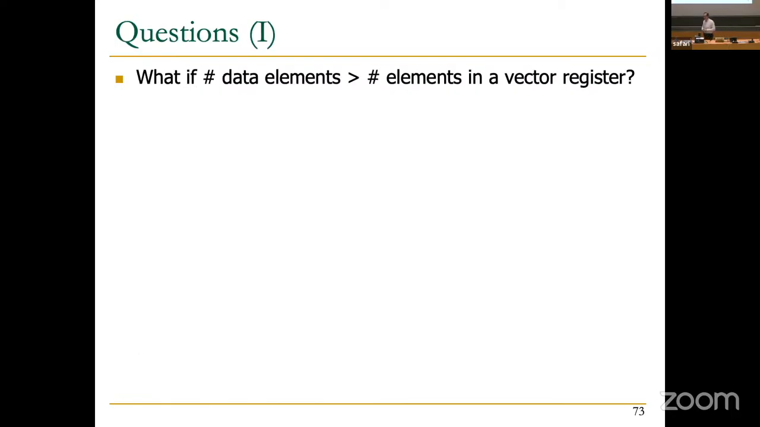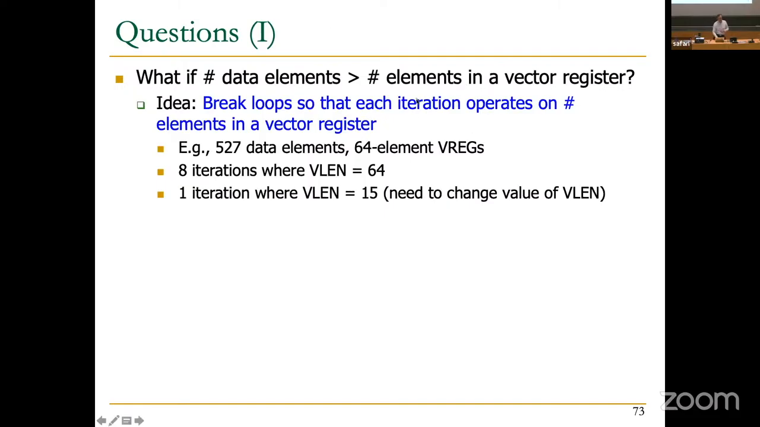Now let's tackle some questions that make programming a bit harder also. So what if the number of data elements is greater than the number of elements in a vector register? This is relatively easy. You need to break the loop such that each iteration operates on the number of elements in a vector register. For example, if you have 512 data elements that you're operating on for some reason, and you have 64 element vector registers, you basically need to have a loop of the code that we kind of showed. You need to have 8 iterations where vector length is 64, and you need to have 1 iteration where vector length is 15. Now, the downside is these 8 iterations where vector length is 64 is nice because you don't need to change the vector length.